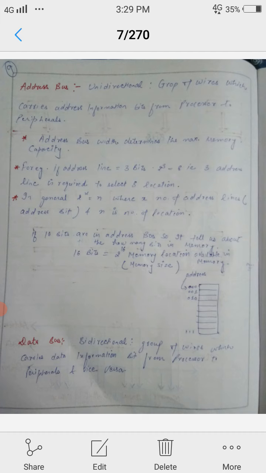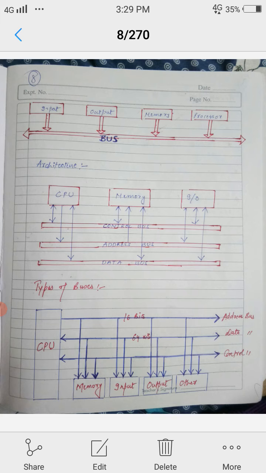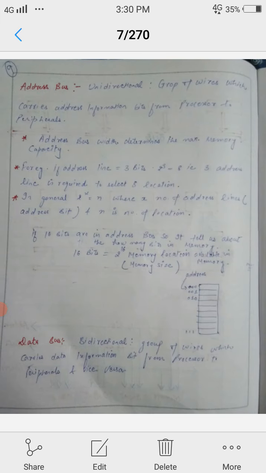So in general, 2 raised to power x is equal to n, where x is the number of address lines, or you can say address bits, and n is the number of locations. So next we discuss about the data bus. Data bus is bidirectional. As you see in the diagram, it is a bidirectional bus and it is a group of wires which carries data information bits from processor to peripherals and vice versa.